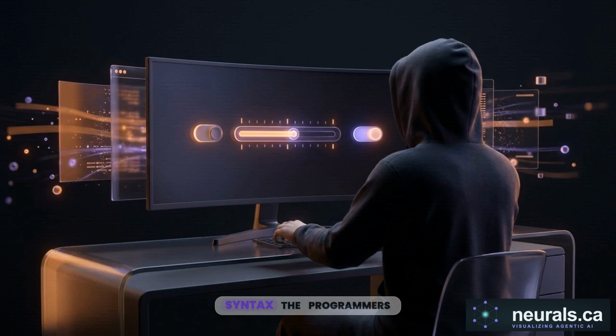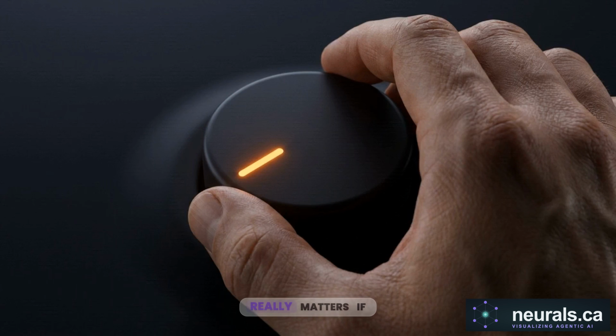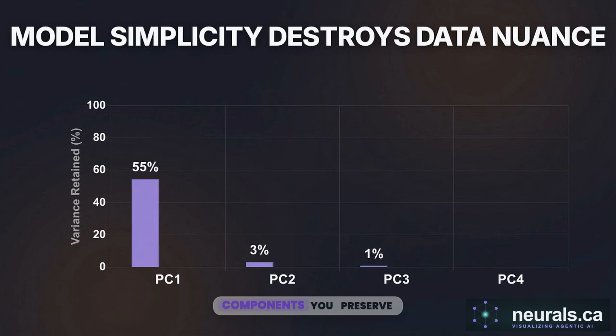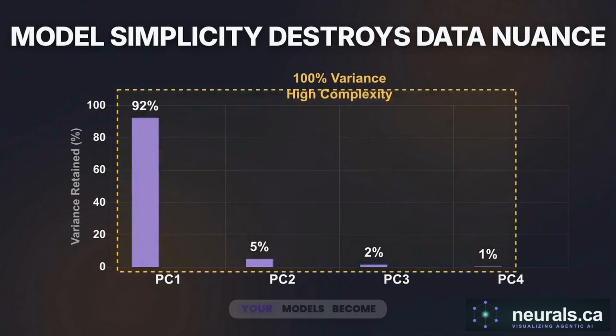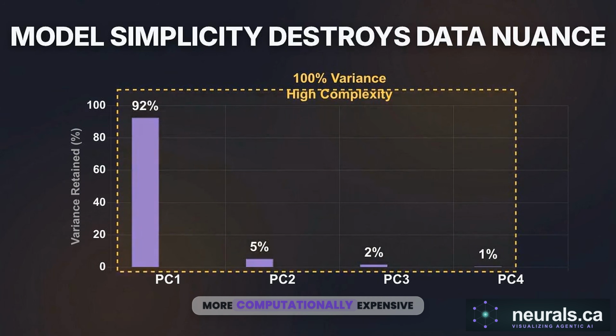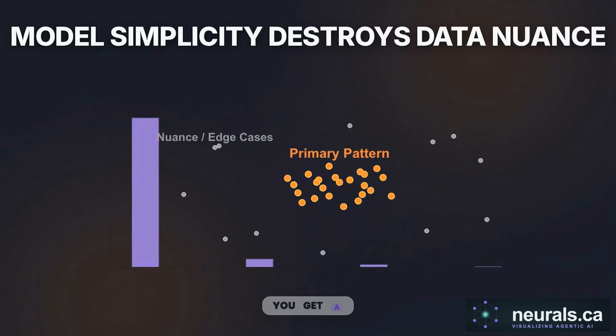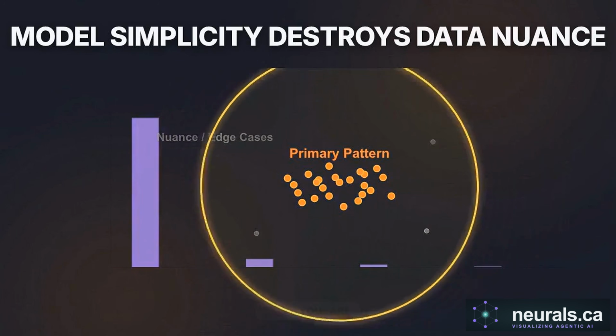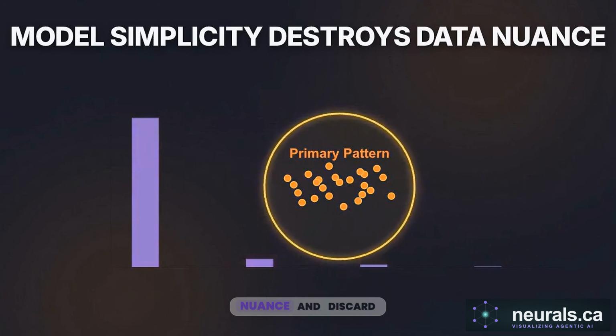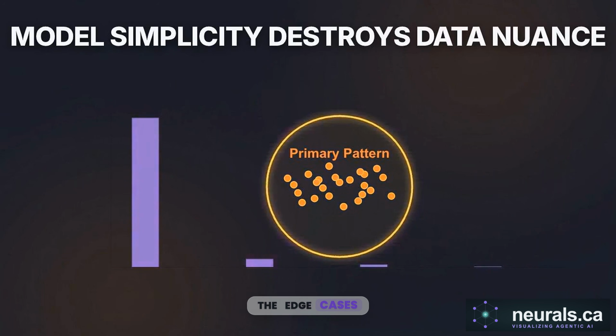Beyond the syntax, the programmer's main responsibility is setting the number of components. This is the only manual control that really matters. If you keep more components, you preserve more variance, but your models become more computationally expensive and complex to manage. If you dial it down, you get a fast, compact summary, but you are forced to destroy nuance and discard the edge cases in your data.